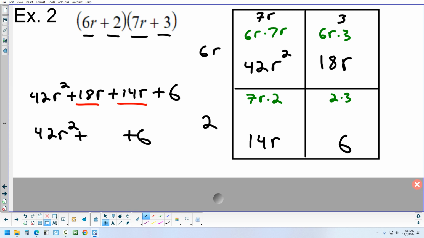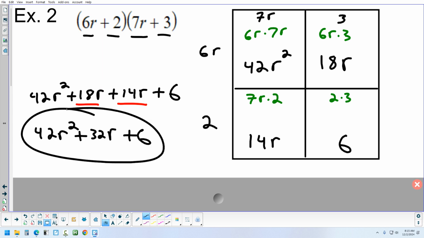So all we have to do is figure out what's going to go in the middle. Well, we're combining something with r's, so when we're done, we're going to have an r. It's just how many. We have 18 r's, and we're adding 14 more. How many r's would that give me? 32. Yep, 32. And that's your answer. None of that can be combined together because there's no more like terms. That's the final answer. Okay. Any question on that?